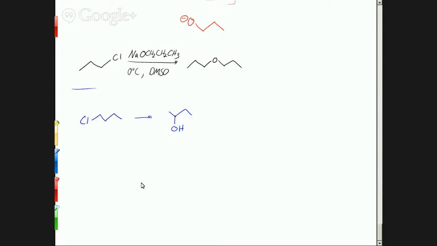So what does that tell us? How are we going to do a synthesis like this? We want to make that molecule from that one. How do we do that if there's no reaction that does that? Yeah, it means we have more than one step. So we have to start thinking about what sequence of reactions might be able to do that.